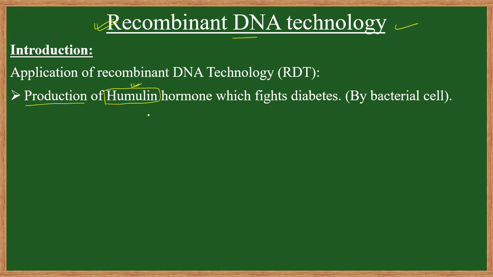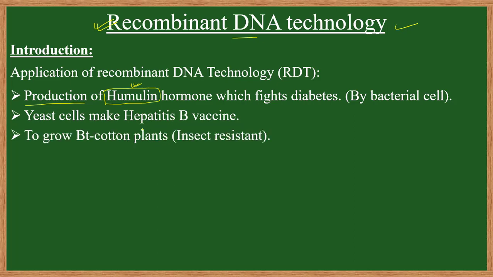The next example is a cell that makes the hepatitis B vaccine. So how do we form the hepatitis B vaccine with the help of the rDNA technique? We are using the rDNA technique for the formation of this vaccine. One more example is BT cotton. These plants are insect resistant, and we can also form these plants with the help of rDNA technology. So we will see what the rDNA technique is.